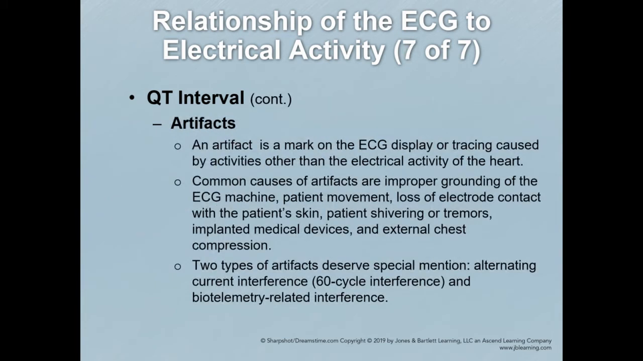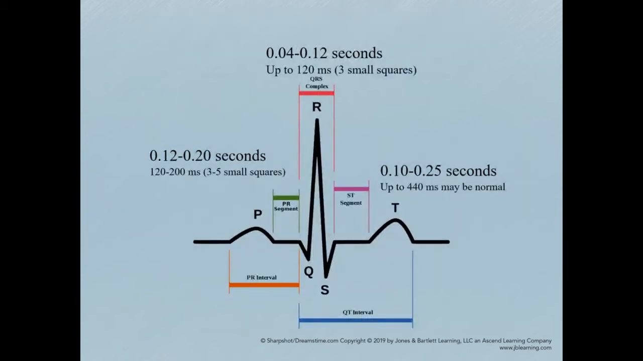Also note that we can get artifact on our monitor. That's basically our baseline becoming unreadable, untraceable. It comes from different places. It could be our patient shivering, could be the truck running, could be an electrode falling off, anything like that. So we do everything we can to make sure we get as tight a tracing as possible, as clean a tracing as possible. Our monitor helps us out with that with filters, but sometimes we might have to move electrodes or change our procedure a little bit.